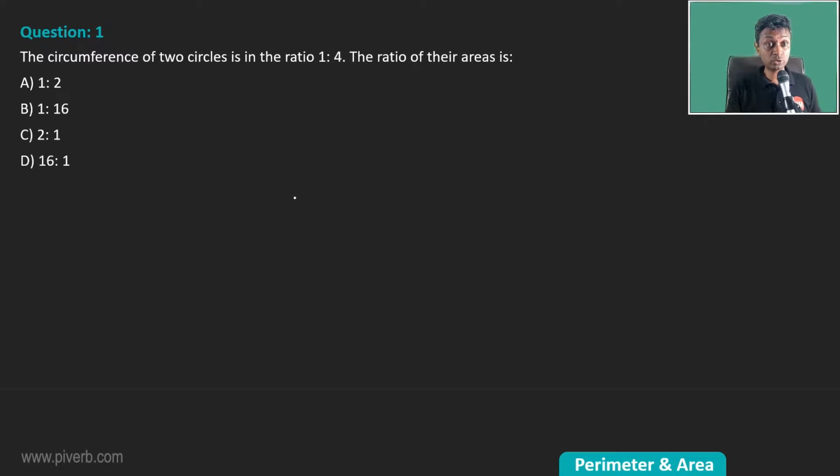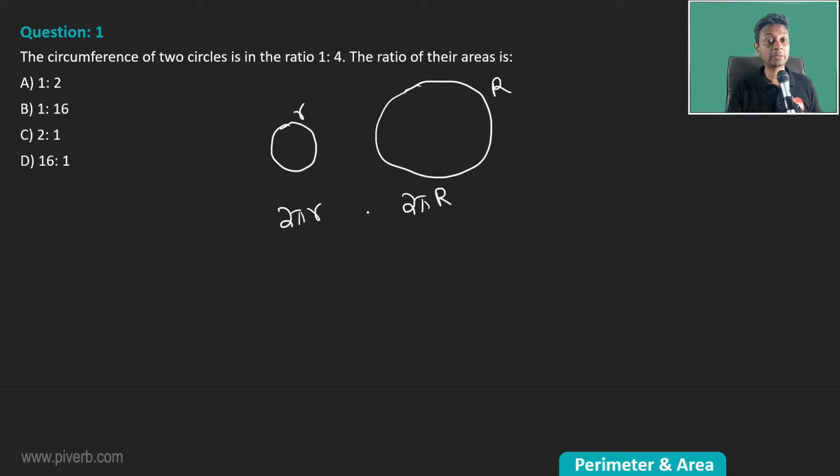The circumference of two circles is in the ratio 1:4. So you have a small circle and a large circle. The radius of this is r, and this is capital R. This circle's circumference is 2 pi r, and this is 2 pi capital R.